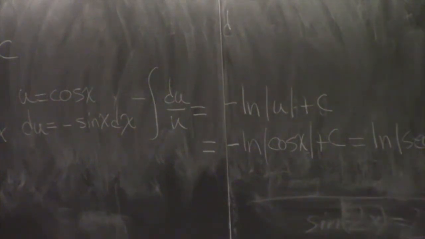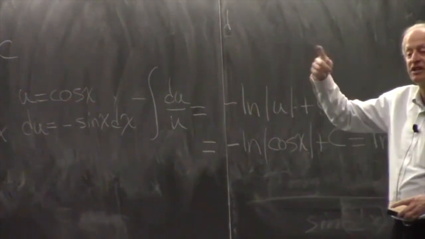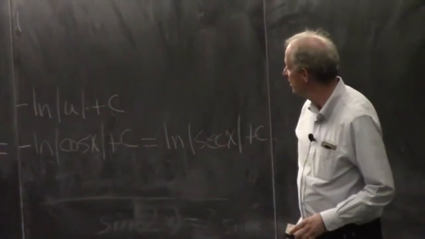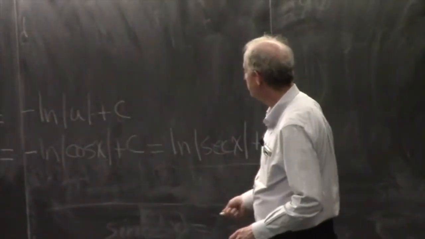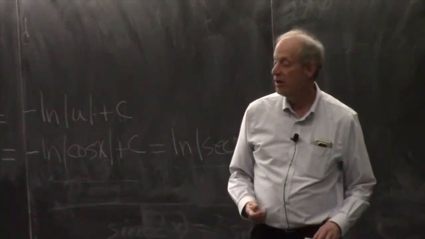That's also, by the way, the log of the secant of x plus c. Because you take the negative 1, put it up as an exponent, and you get cosine to the negative 1, which is 1 over cosine, which is secant. So sometimes you'll see this in books. Okay? So some more ones to memorize.